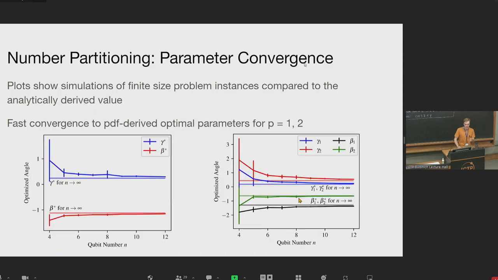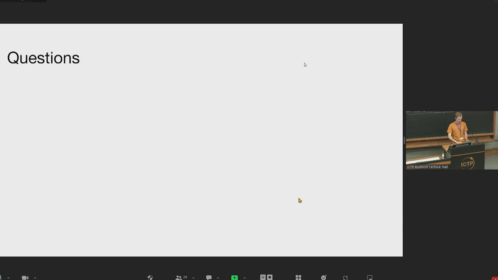Okay, and I have a quick extra slide. So this slide, I'm just showing that the optimal parameters, as we increase finite instance sizes for p equals 1 and p equals 2, are getting closer and closer to the terminal values, the infinite size values, as we increase our problem size. Great, and I think that's my time. So does anyone have any questions?